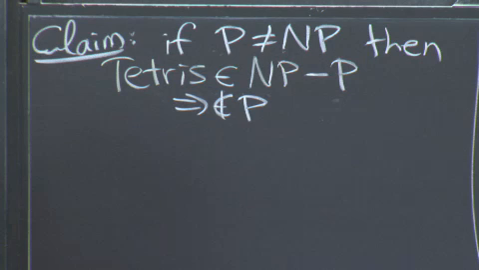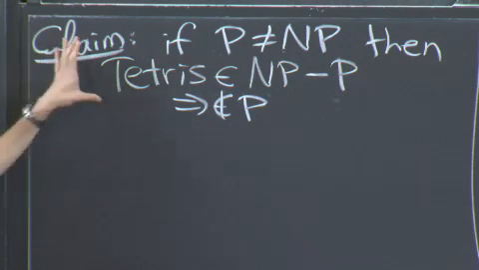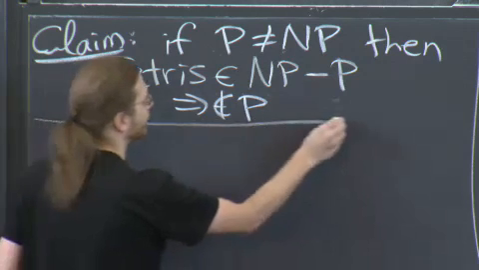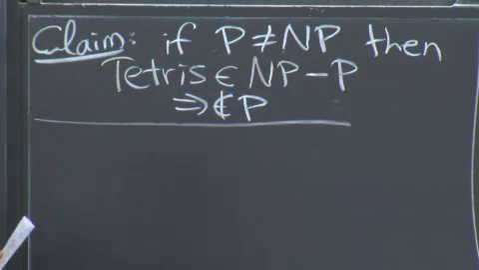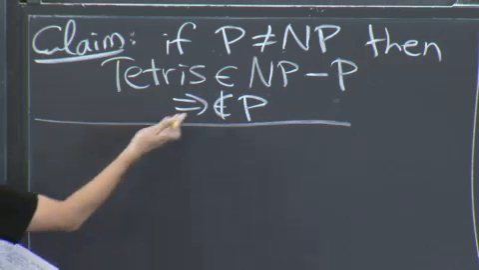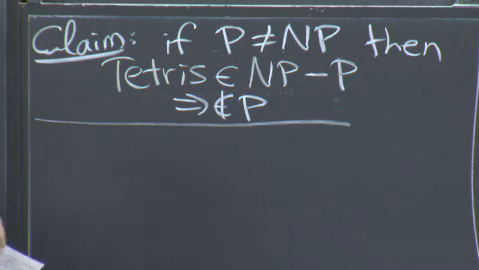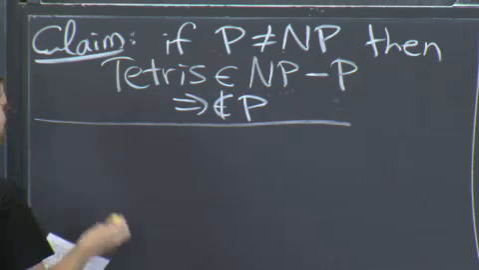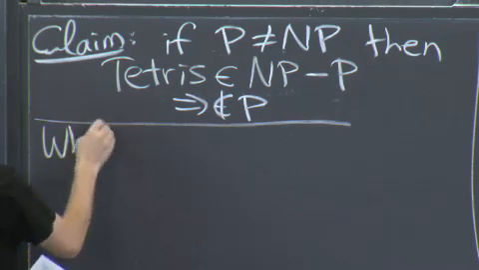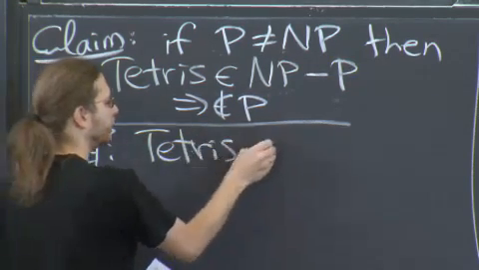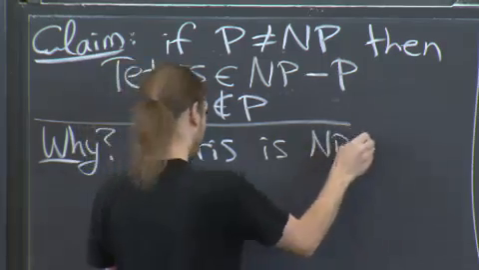That's kind of cool. How in the world do we prove something like this? It's actually not that hard. I mean, it took us several months, but that's just months. Whereas this thing has been around since, I guess, the 70s, P versus NP. Why is this true? Because Tetris is NP hard.